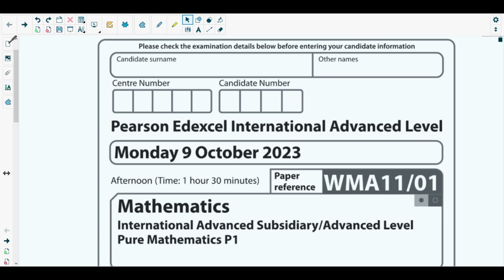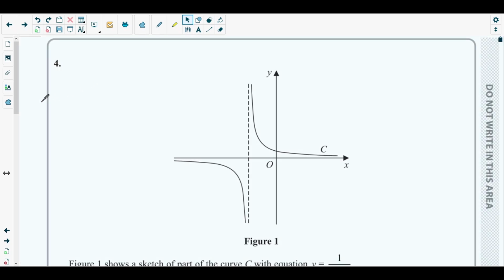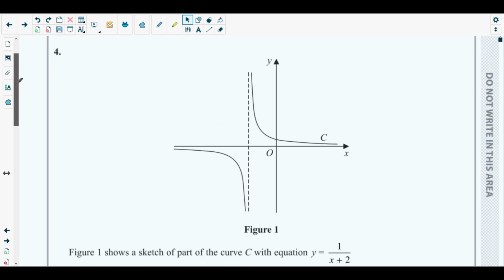In this video, we will be solving question number 4 from the recent past paper of Pure Mathematics 1, which is the October 2023 P1 paper. So let's get started with question number 4.